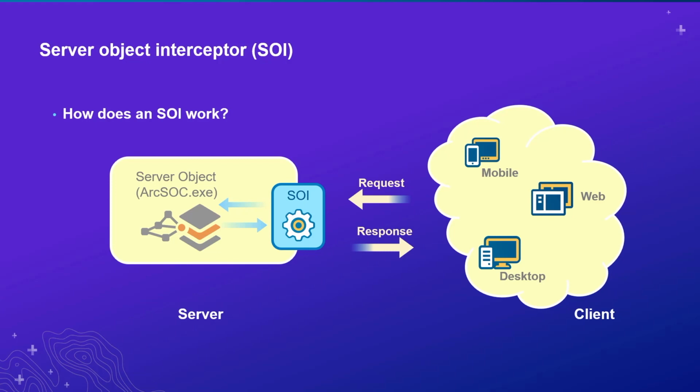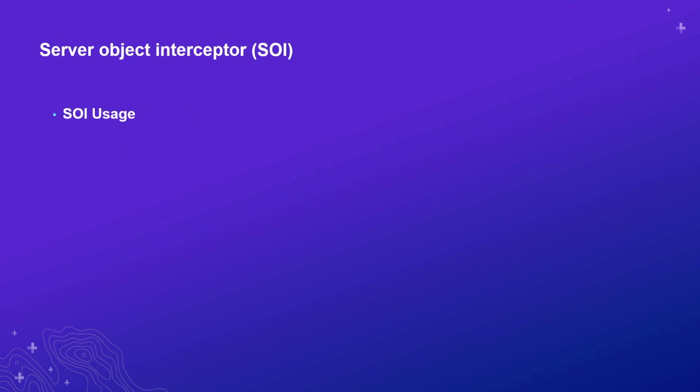From this diagram, we can see why an SOI is called a Server Object Interceptor, because it intercepts the traffic between the server object and the outside client. Now, we're ready to face the real world. Let's look at how an SOI can be used to solve real business problems.